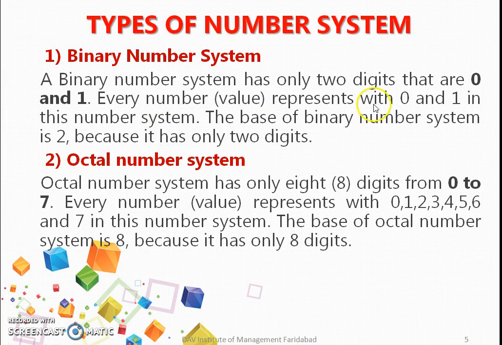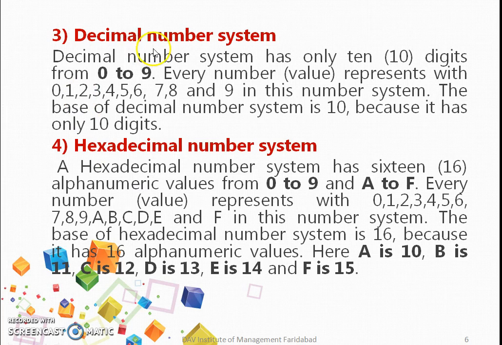Next is octal. Octal has a base 8 because 8 digits are used from 0 to 7. So it has a base 8. Next is decimal number system. This is the number system which we use in our daily life. It has only 10 digits, that is 0 to 9, and the base is 10. Base represents the number of digits in that particular number system.